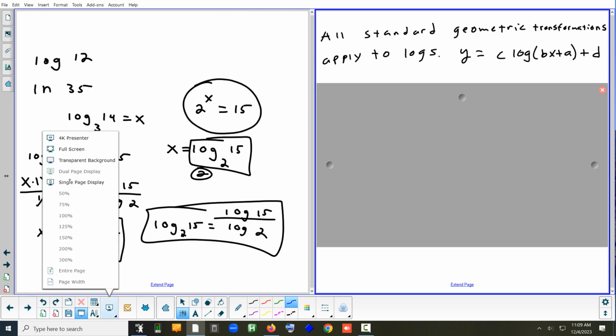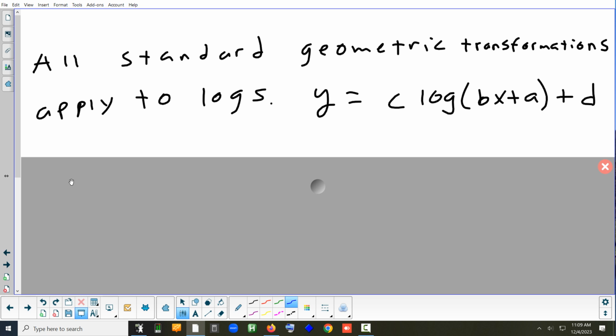Okay, so transformations. Transformations on logarithms work the same as every transformation we've done all year. Let's just go through and at least say what they are. If you aren't sure about one of them, I would write it down. Make sure you know what it is. Well, let's start with A. What kind of transformation is A?